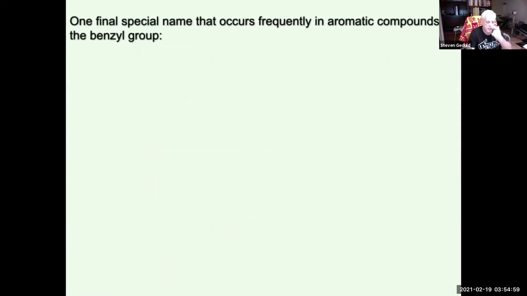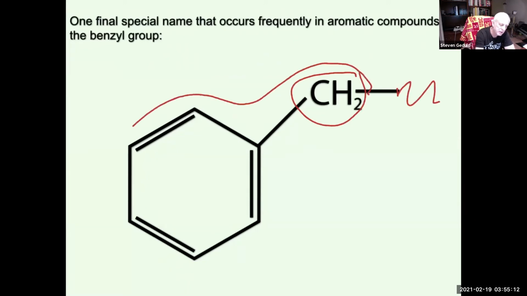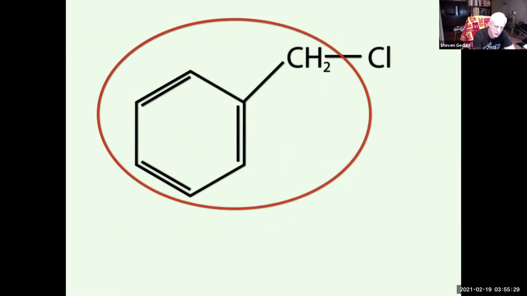You got it. Okay, one final special name that occurs in aromatic compounds is the benzyl group. When you have a CH2 group attached to something else over here, this unit right here is called benzyl. So if you put a chlorine on the end, it'd be benzyl chloride. If you put a bromine on the end, it'd be benzyl bromide. Okay, so this is the benzyl group. Again, here's the benzyl group that's circled, and then we added a chlorine to it. So that'd be benzyl chloride.